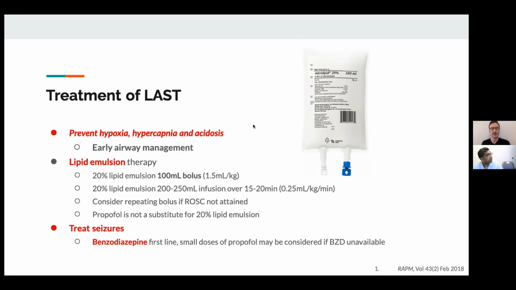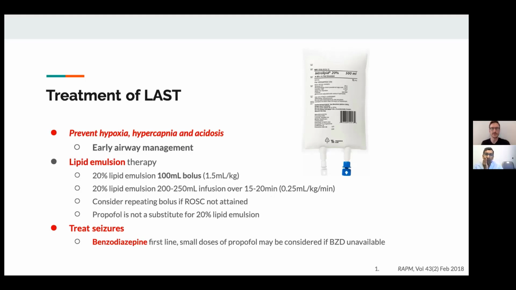So we want to give 1.5 mils per kilo, or if it's a normal sized adult, 70 kilos and above, you can even just start with 100 mils to keep it simple. And then we want to start an infusion. 0.25 mils per kilo per minute is what's recommended. And if things aren't going well and the resuscitation is not proving to be successful, we can repeat the bolus and we can increase the infusion as well.